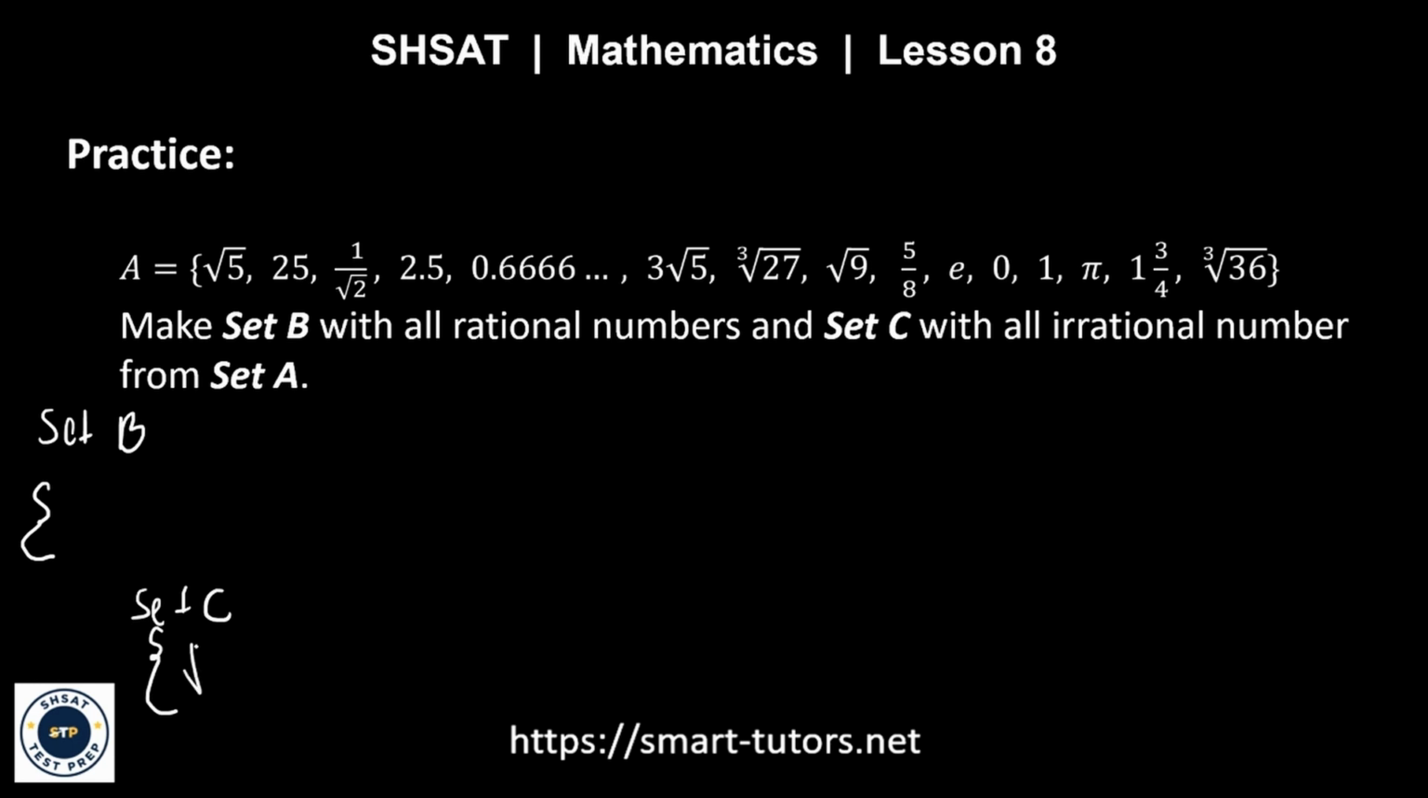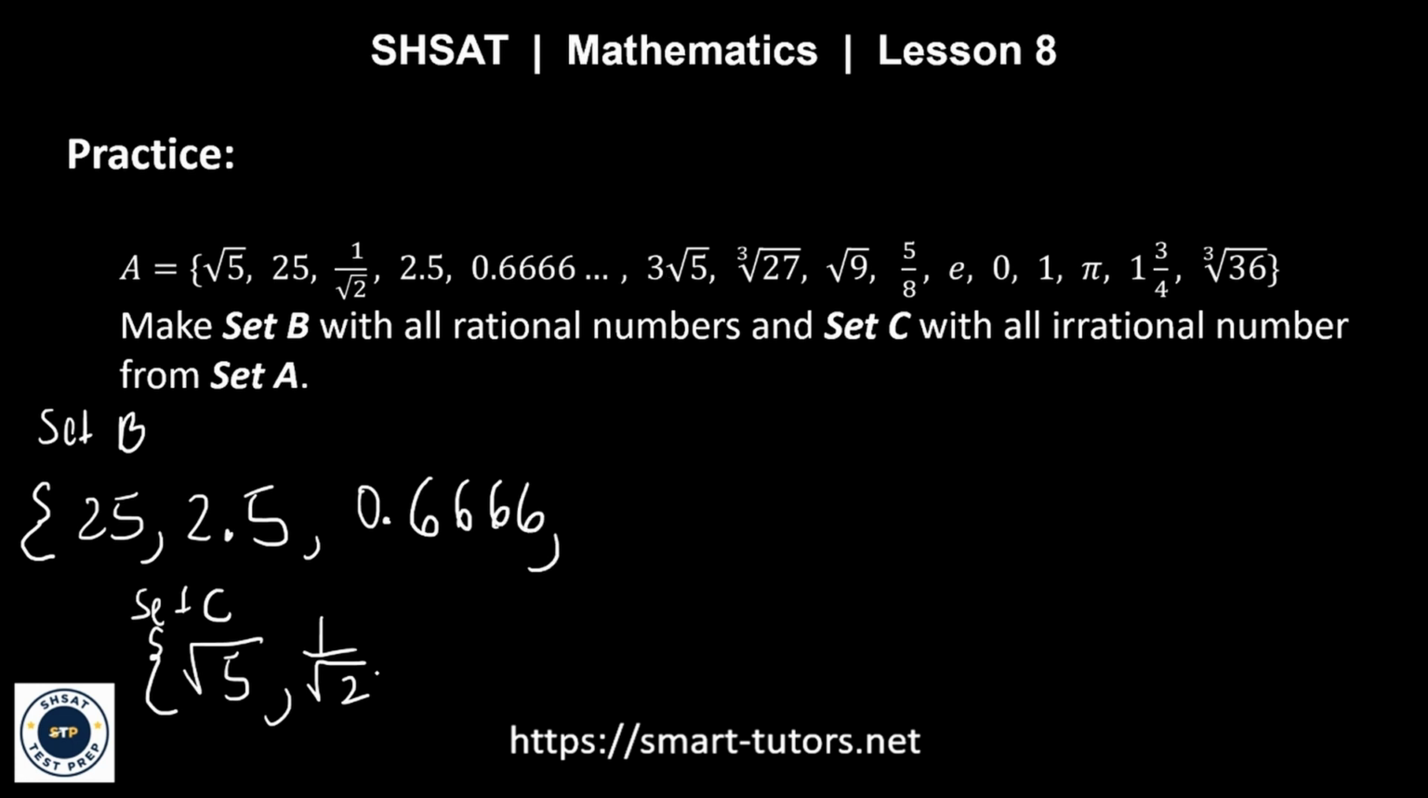Radical 5 is an irrational number because it is not a perfect square inside. 25 is a whole number, so it's an integer. 1 over radical 2 is an irrational number since 2 is not a perfect square. 2.5 is a decimal, so it's a rational number. 0.666 is a repeating decimal, so it is also a rational number.